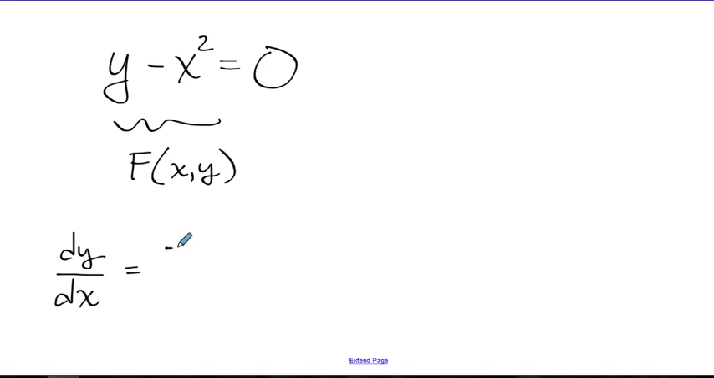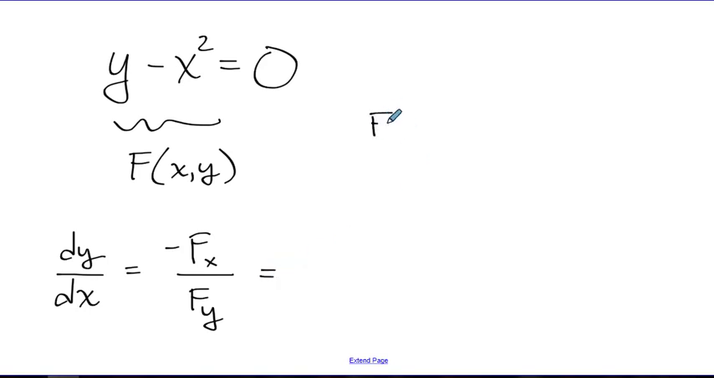What you'll do is negative of the partial of f with respect to x over the partial of f with respect to y. The way that I remember this is that since I see an x in the denominator here, I put an x up there. And since I see y on the top, I know that I need y on the bottom. So it basically flips in my mind as to the order in which I put these partials.